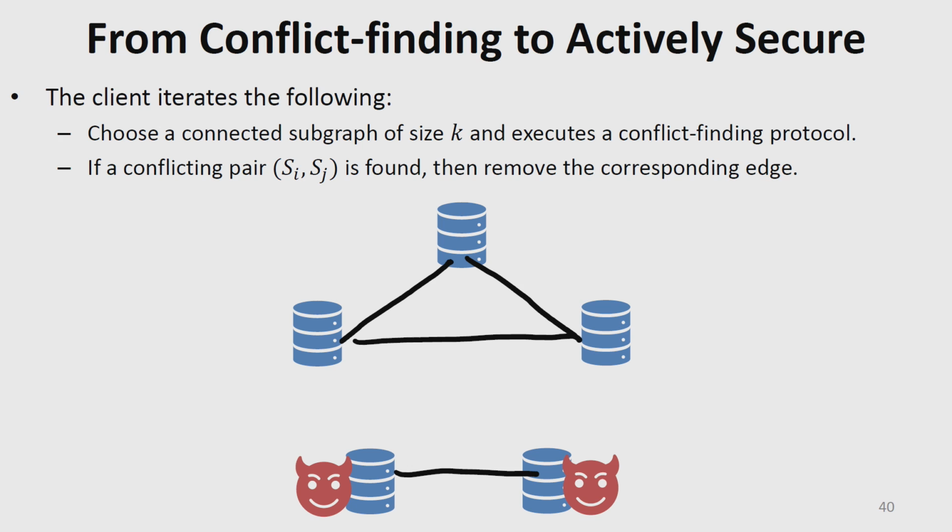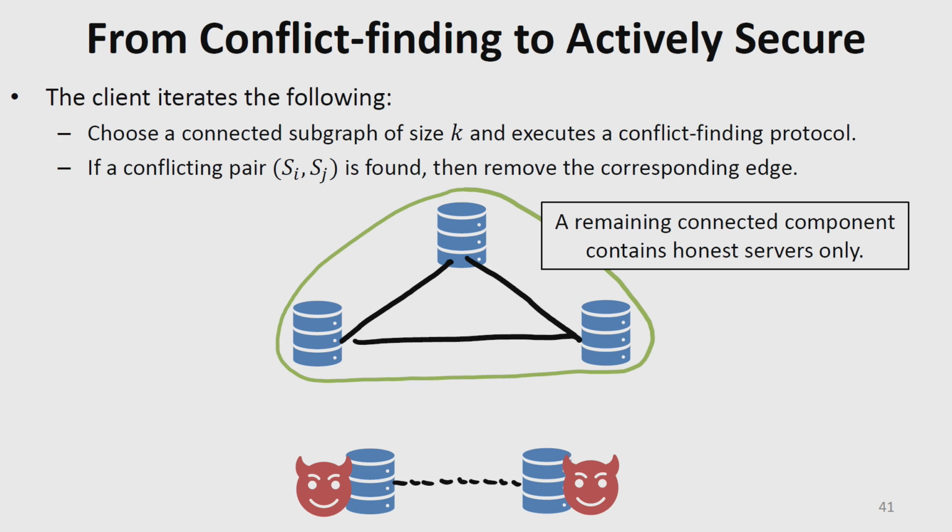Finally, after sufficiently many iterations, we reach a state where the only remaining connected subgraph of size k consists of honest servers. This is because edges between honest servers are never removed. Honest servers are always included in the same group, but a client removes an edge crossing the groups. Therefore, edges between honest servers are never removed, and the subgraph consisting of honest servers remains fully connected.